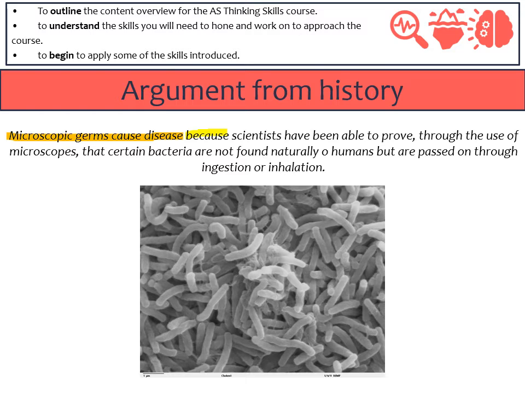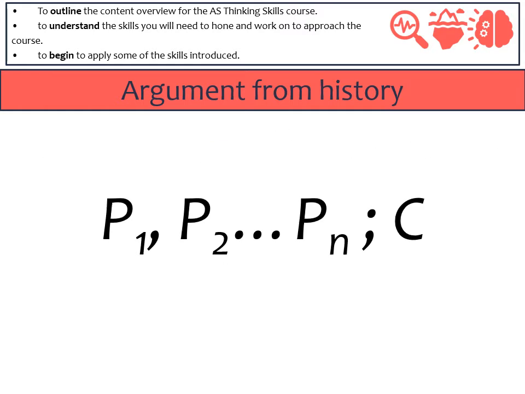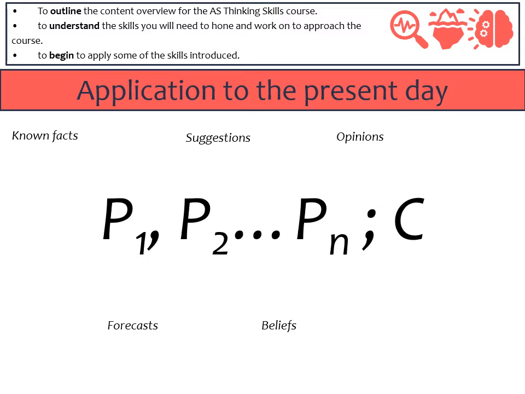So arguments can be proposed, but that doesn't necessarily mean that they're factually correct. So good arguments, therefore, usually have multiple premises, and then there will be a conclusion at the end, or vice versa. So you start with the conclusion, then you have multiple premises. These premises might be known facts, they might be suggestions, opinions, forecasts, beliefs. Now, the reason why I put the word known facts there is because what we would consider to be factual now, it might change over 100, 200 years' time.